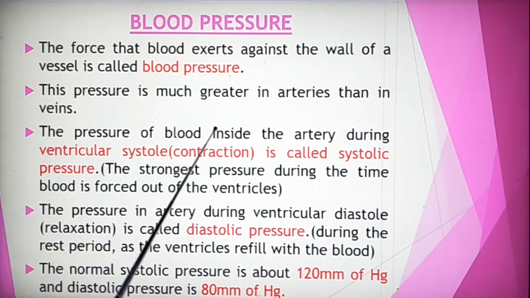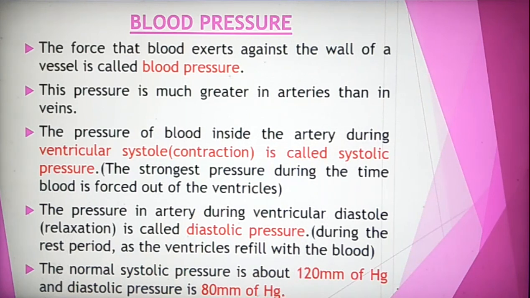The pressure of blood inside the artery during ventricular systole, when the ventricles contract, what will happen? Blood passes under heavy pressure. That pressure is known as the systolic pressure. Systole means what? Contraction. The blood passes through the arteries at very high pressure, and that pressure is known as what? Systolic pressure.